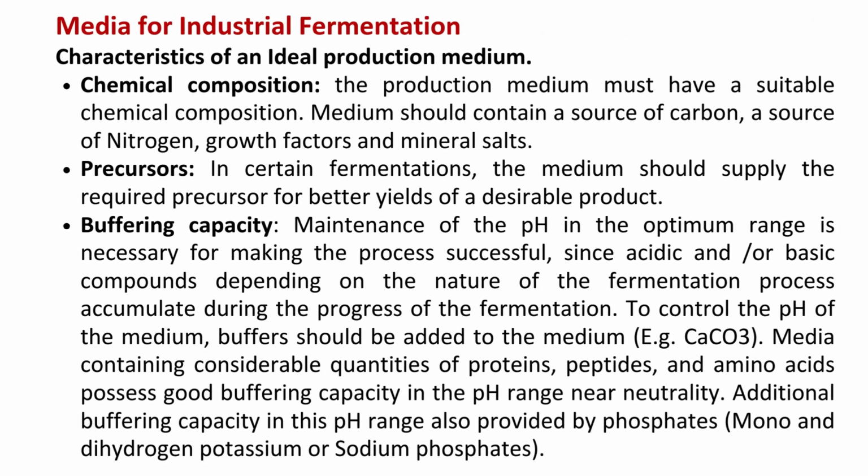Now let's explore the media used for industrial fermentation. An ideal production medium has several key characteristics. Its chemical composition must be suitable, providing a source of carbon, nitrogen, growth factors, and mineral salts. For some fermentations, the medium should supply precursors to get better yields of the desired product. Buffering capacity is essential to maintain the optimum pH range. Acidic or basic compounds produced during fermentation can change the pH. Buffers like calcium carbonate can be added.